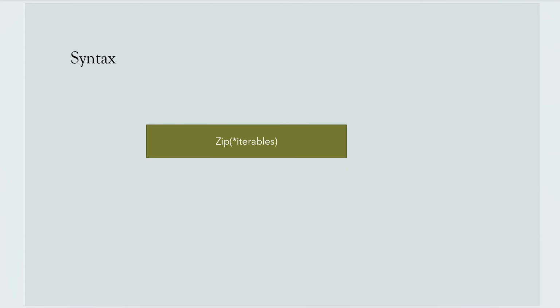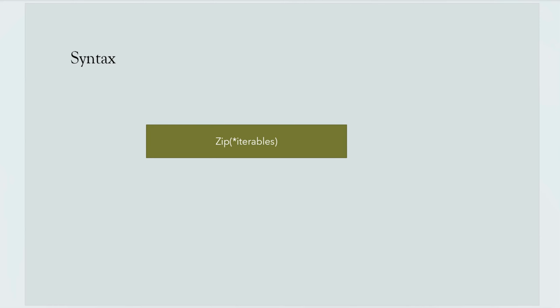So here you can see it takes iterables as an argument along with the asterisk sign, and here an iterable can be anything, like built-in ones such as list, dictionary, string, or it can be a user-defined one, which means any object having the iter method implemented. So let's try this out.